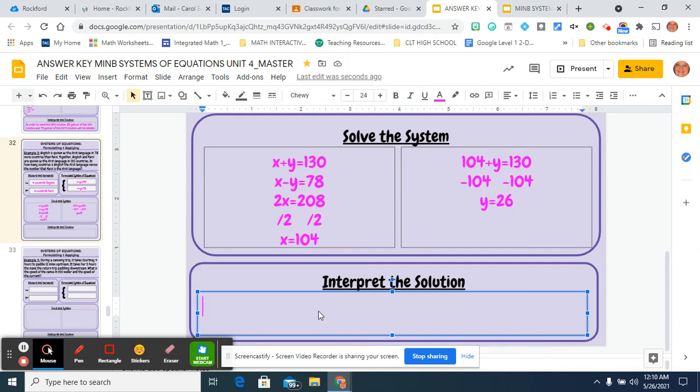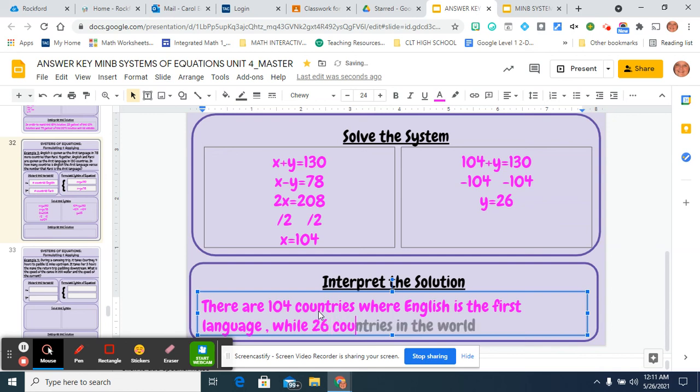So we can say there are 104 countries where English is the first language, while 26 countries have Farsi as their first language.